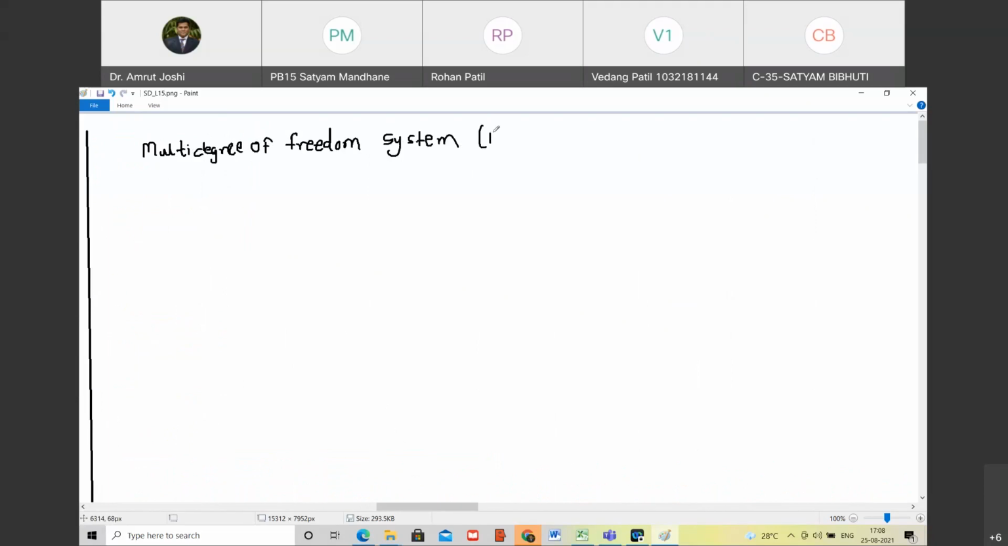And we write down its short form as MDOF. जैसे हमने SDOF लिखा था, वैसे इस सिस्टम को हम बोलते हैं मल्टी डिग्री ऑफ फ्रीडम सिस्टम.